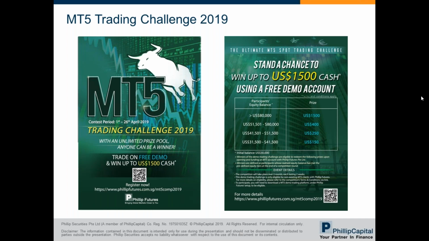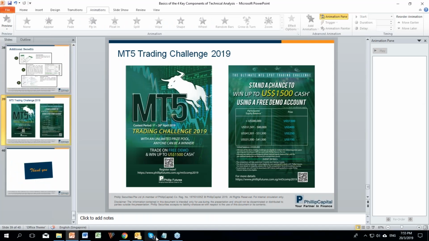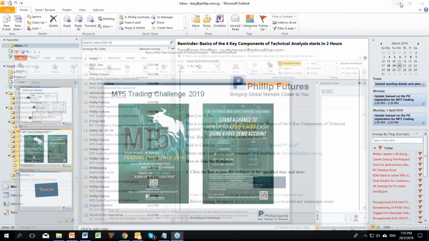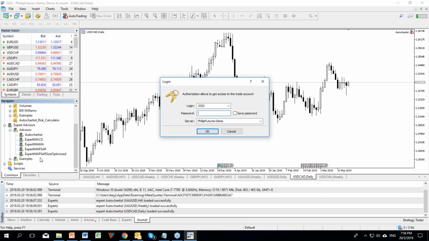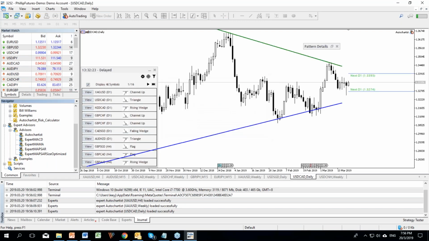Right. So without further ado, I will move into the demonstration for the Autochartist plugin. Let me just pull out the Phillip MetaTrader 5 platform. For those of you who are not familiar, this is how the icon looks. To ensure that you have downloaded the right platform, this is how it's supposed to look. When you enter the application, you will see this pop-up window, and once you enter your login ID and password, you'll be brought to your chart.